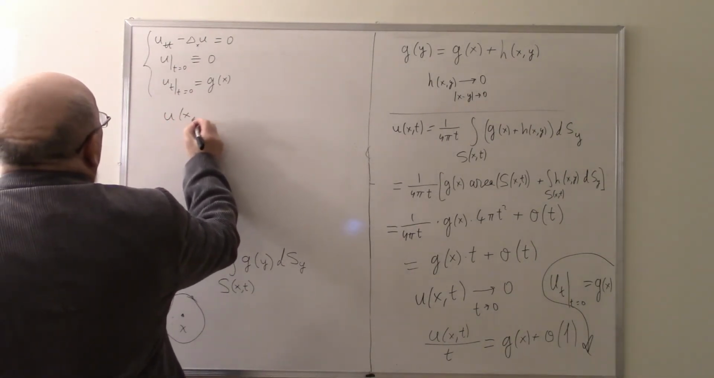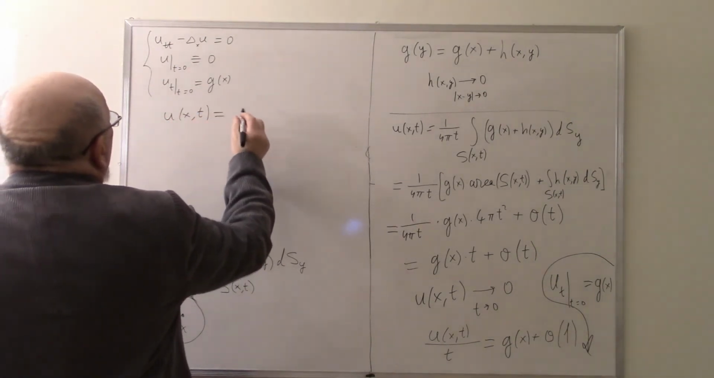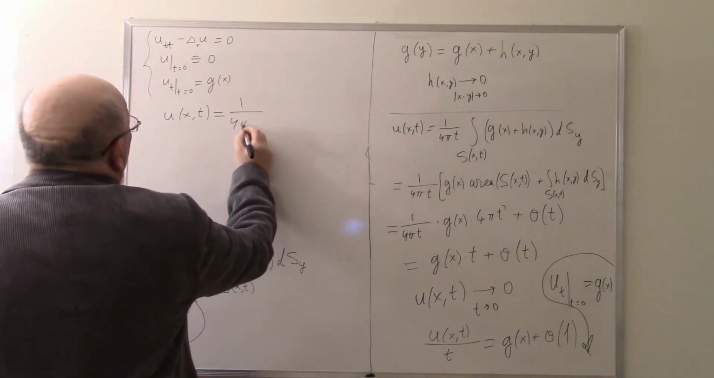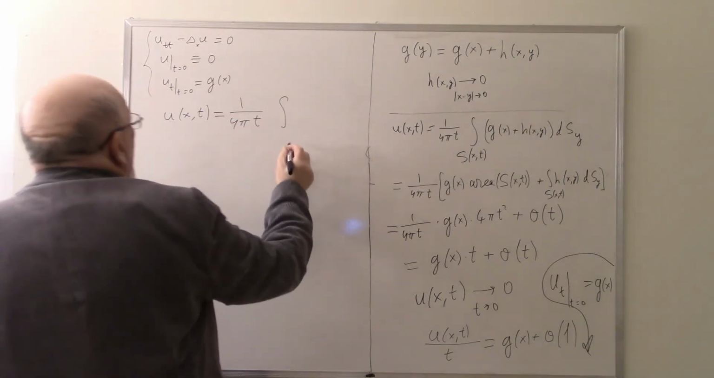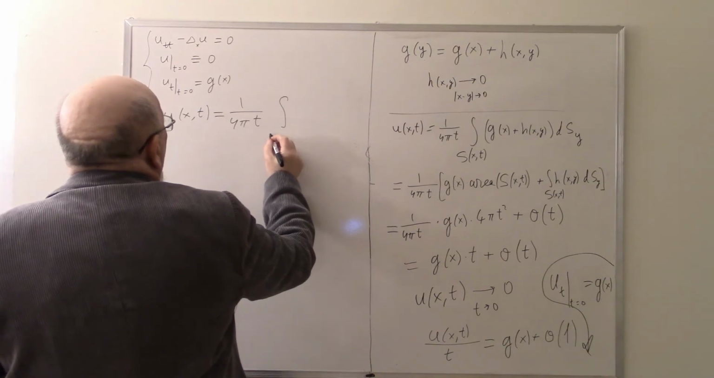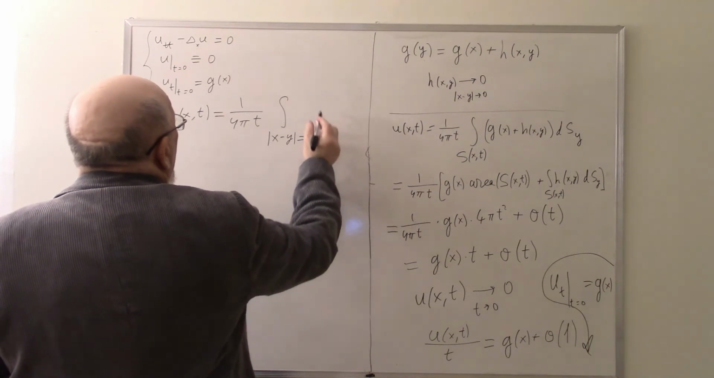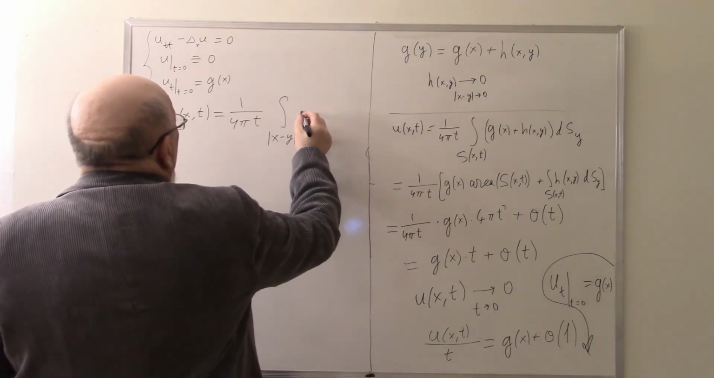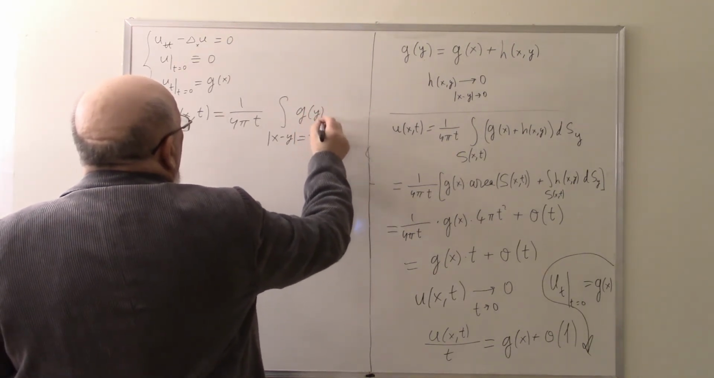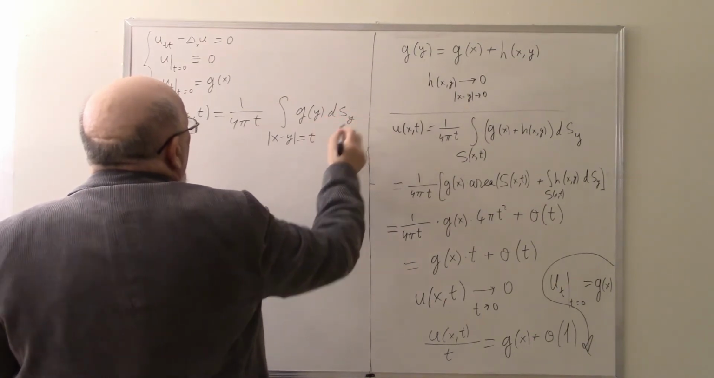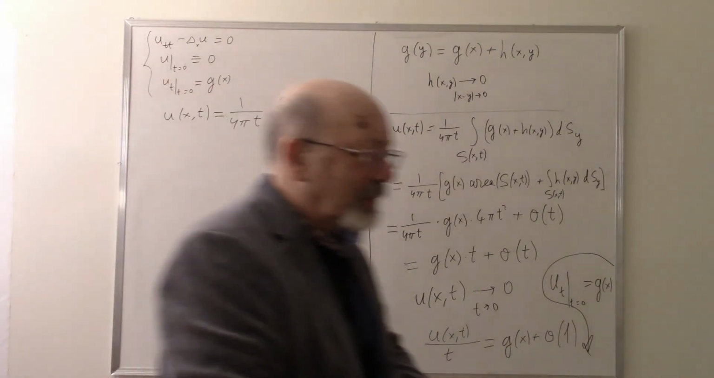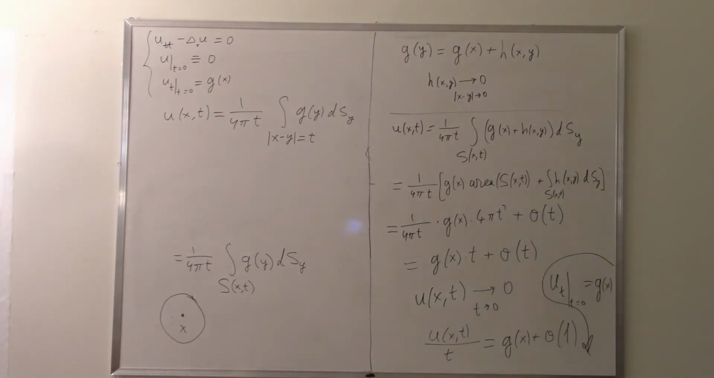U of x, t equals 1 over 4 pi t integral over |x minus y| equals t of g of y dS_y. Very simple solution. Very simple solution and very good.